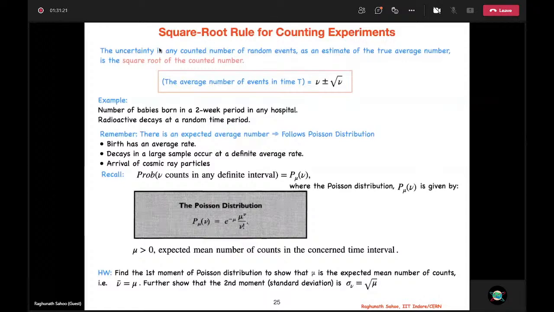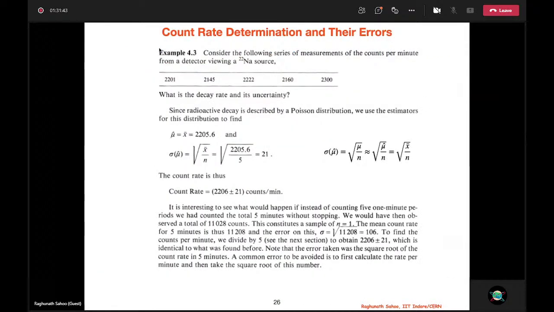Then this will go in our first formula, within that bracket, which I have written: the average number of events in time t. So, having said about the counting experiments, the Poissonian statistics which has to be applied, and how the final best estimate has to be quoted, it is now time to take an example, because through examples we can understand much better.